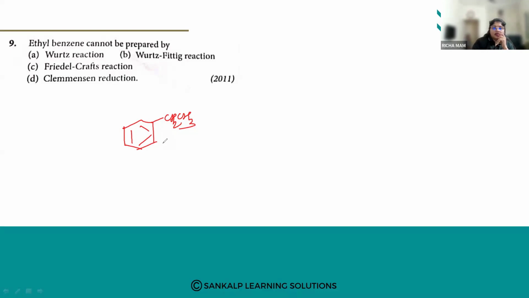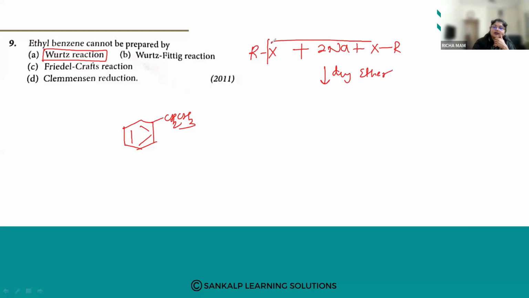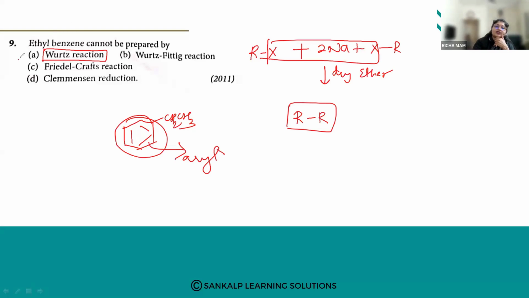Ethyl benzene, can it be prepared by Wurtz reaction? In Wurtz reaction, what do we want? We want alkyl halides, right? Both should be alkyl halides, but here we have only an aryl group in the compound. So ethyl benzene cannot be prepared by Wurtz reaction.